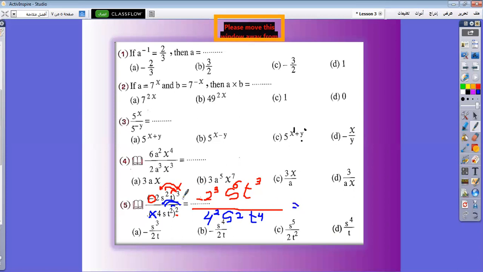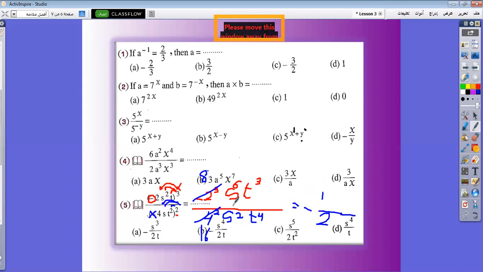Let's start to simplify. Negative divided by positive will be negative. After that, simplify the numbers together, then simplify the variables. You have here 2 power 3 divided by 4 power 2. If you use the calculator, 2 power 3 is 8 and 4 power 2 is 16. 8 divided by 16 equals half. So we have here negative half.